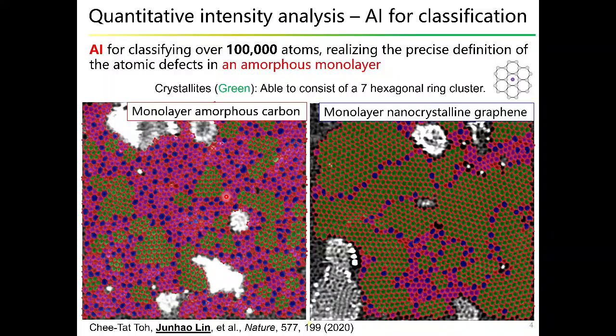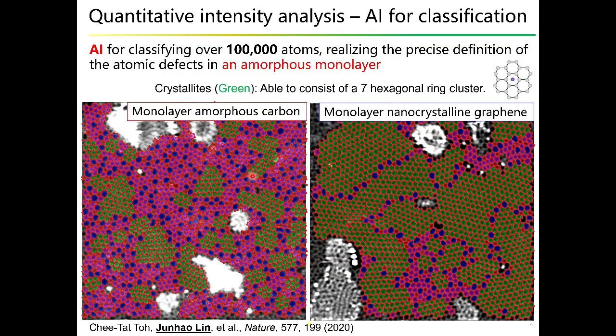Instead, we only see very small nanocrystallites, composed of several hexagonal rings embedded in a very distorted ring network that is composed of 7 or 8 member rings here. So you can see that it's a large distorted network, rather than what we normally believe as a random network that is used to describe three-dimensional amorphous material.